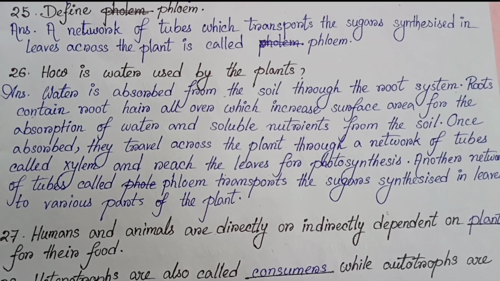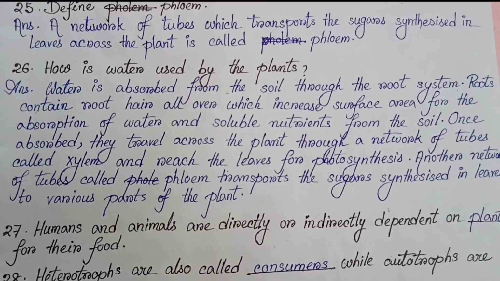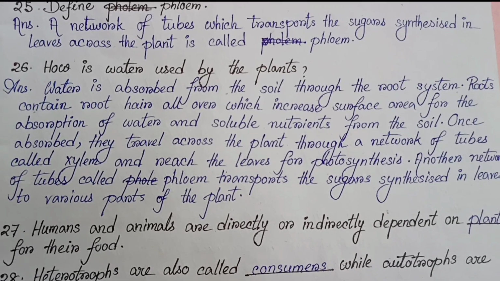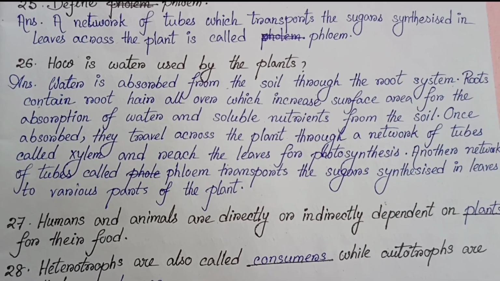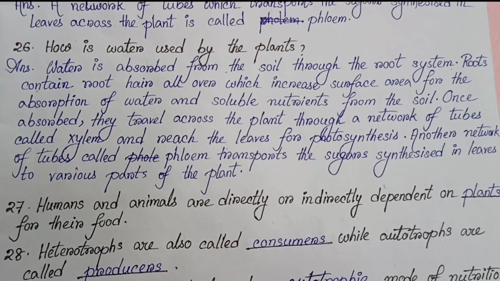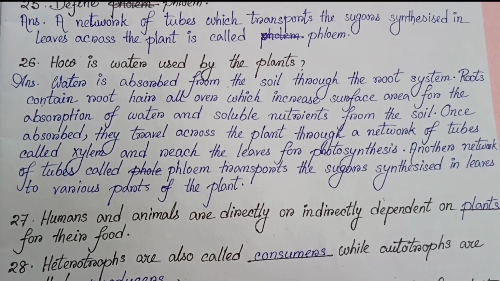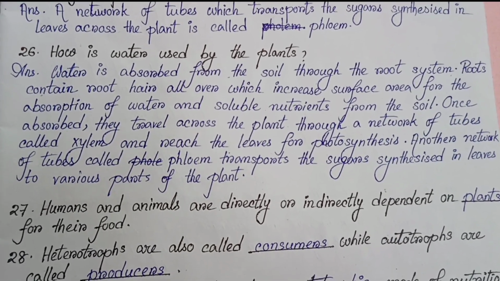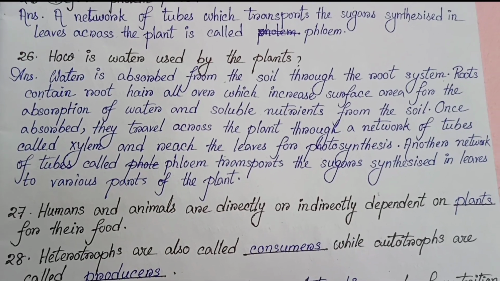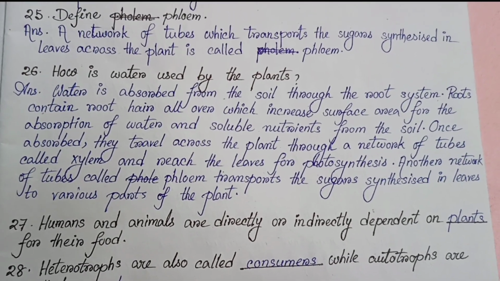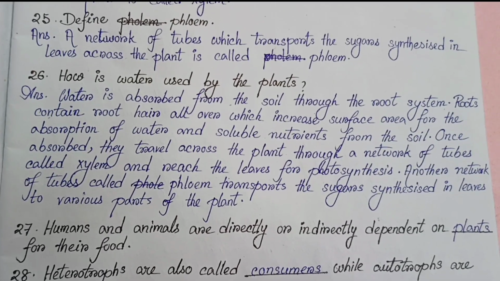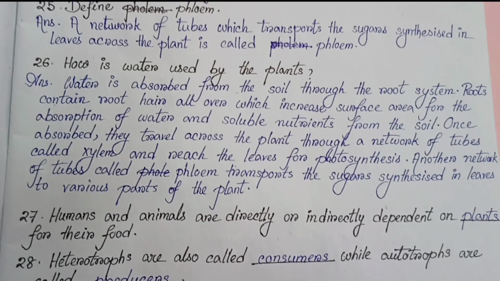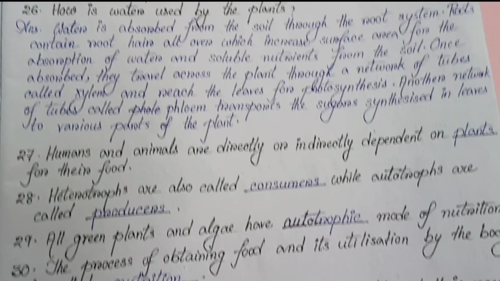Water is absorbed from the soil through the root systems. Roots contain root hair all over, which increase surface area for the absorption of water and soluble nutrients from the soil. Once absorbed, they travel across the plant through a network of tubes called xylem and reach the leaves for photosynthesis. Another network of tubes called phloem transports the sugars synthesized in leaves to various parts of the plant.